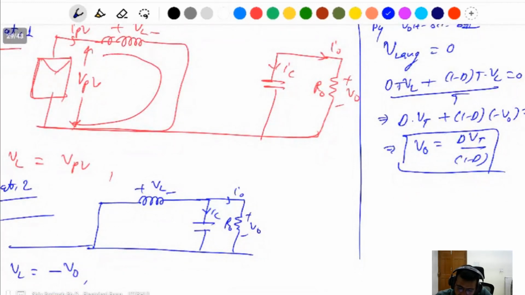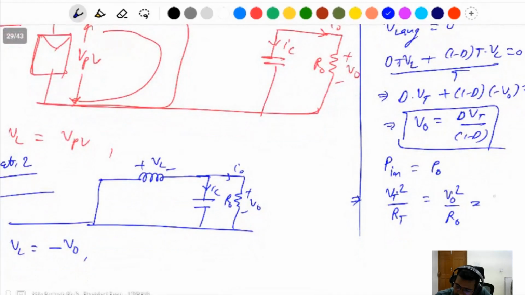For power balancing, because no resistance or other parameters are given, you can balance the power. Input power is equal to output power. Losses are not given. Then this will be VPV squared divided by RT equal to V output squared divided by R naught. V output is D divided by (1 minus D), squared, into 1 by R naught on VPV. VPV will cancel out. RT is equal to R naught into ((1 minus D) divided by D) whole squared.